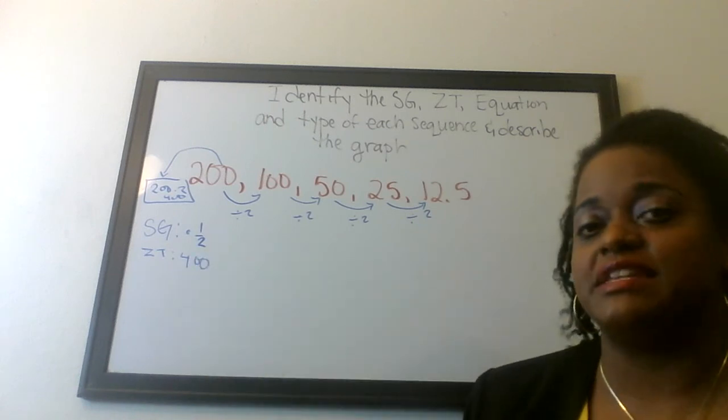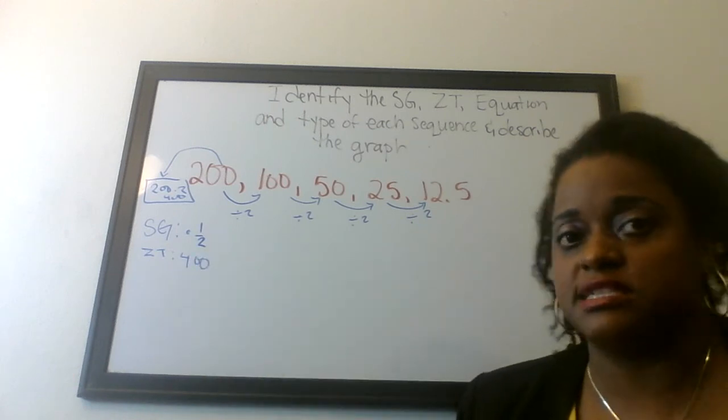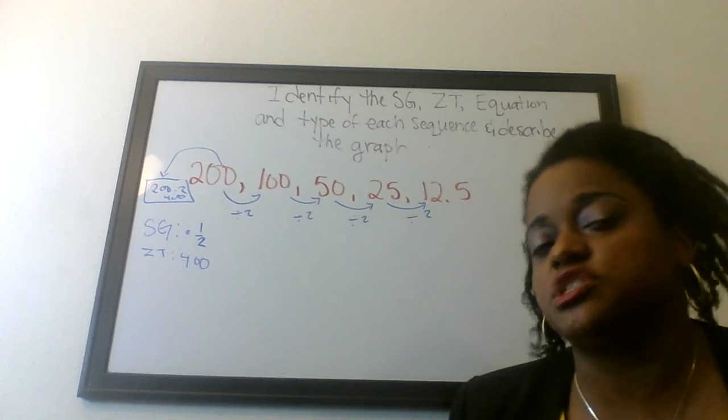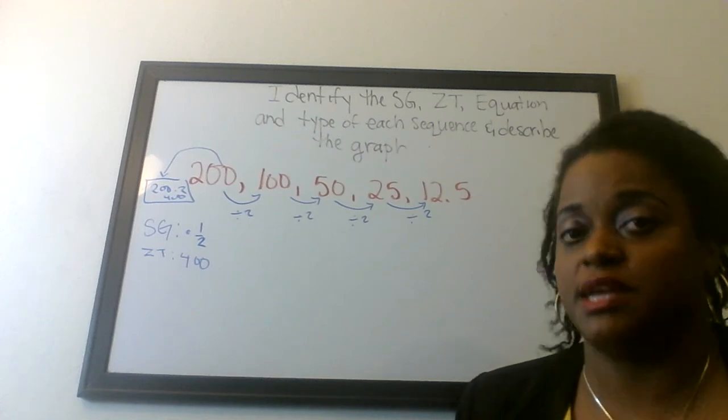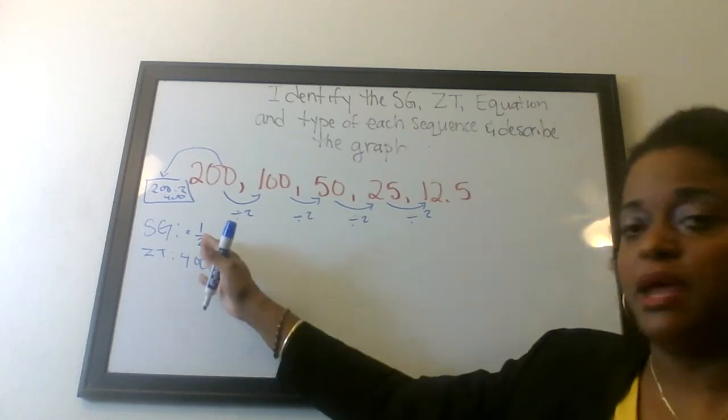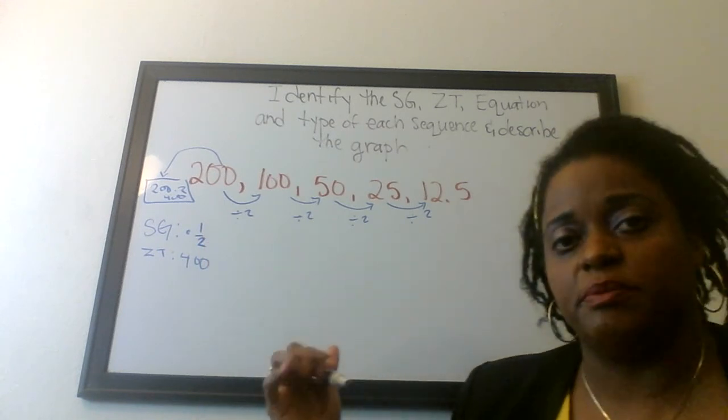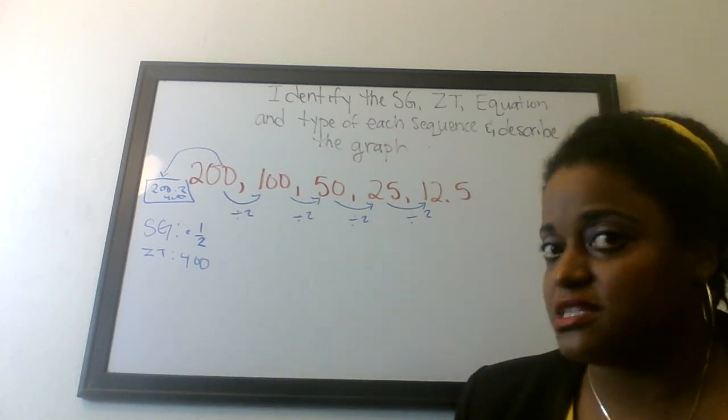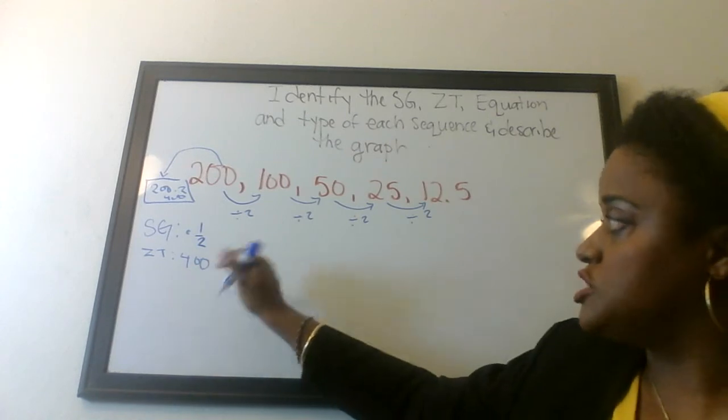Okay? Now the next thing we need to do is say, hey, is this arithmetic or geometric? And it is geometric. The reason why it's geometric is because we're multiplying. Yeah, we're multiplying by 1/2. So just remember, if you're multiplying or dividing, which are basically the same thing, it's geometric.